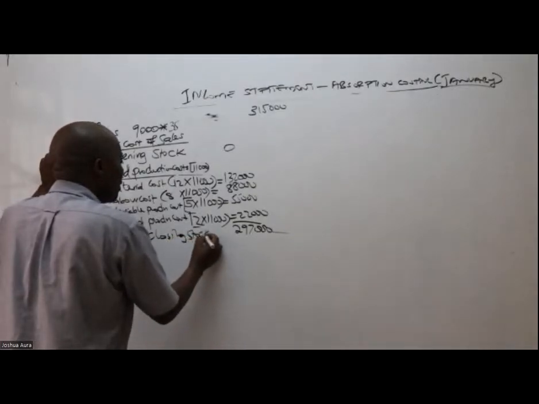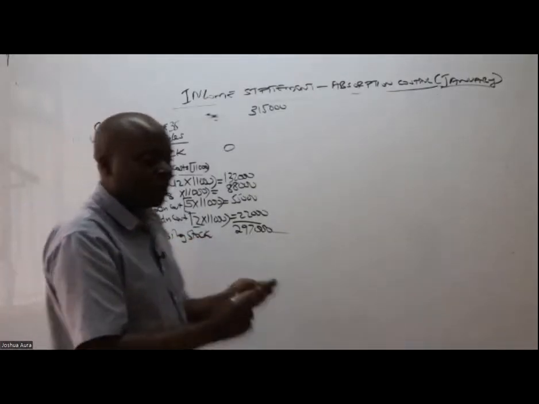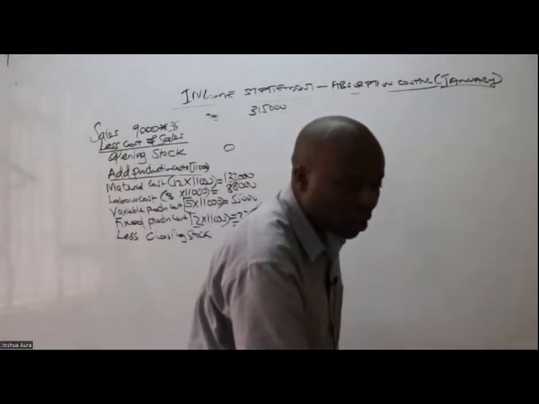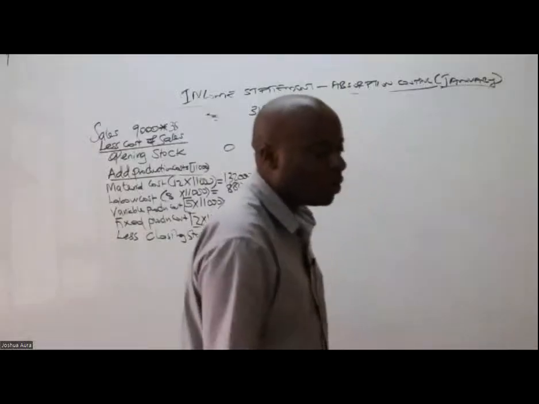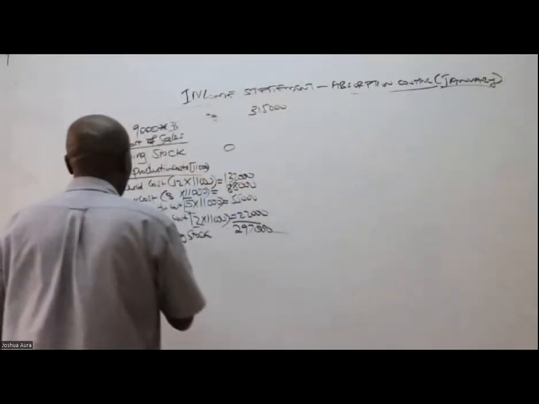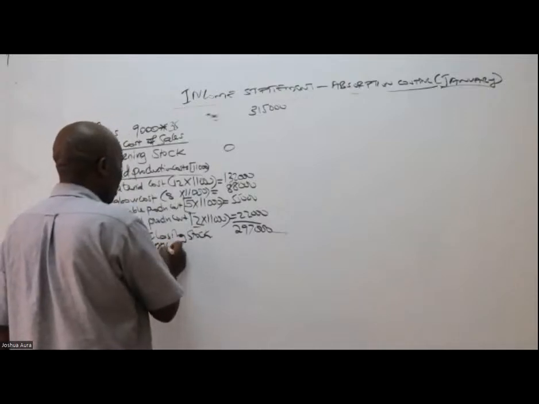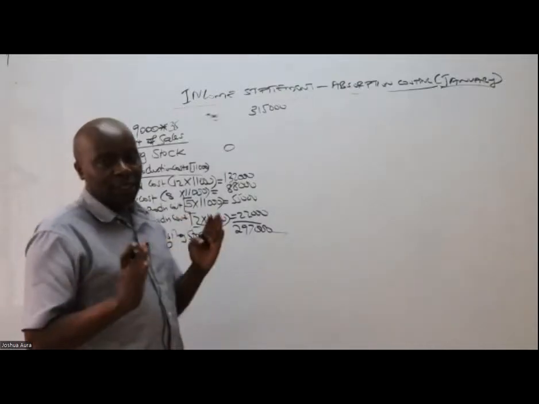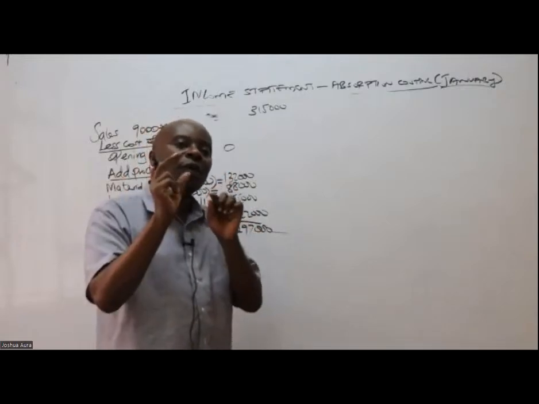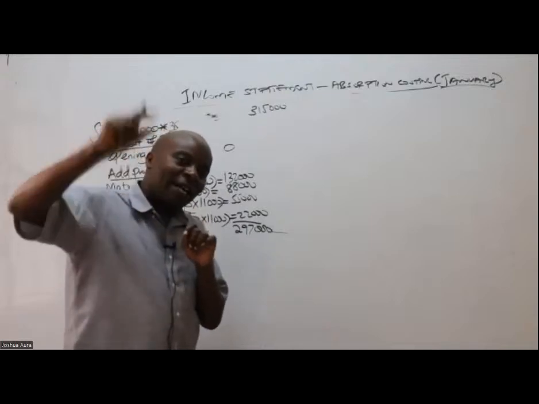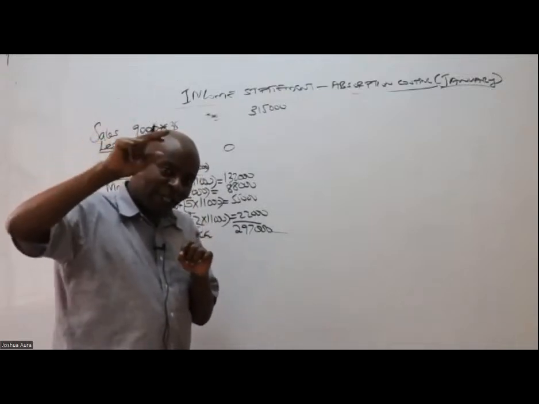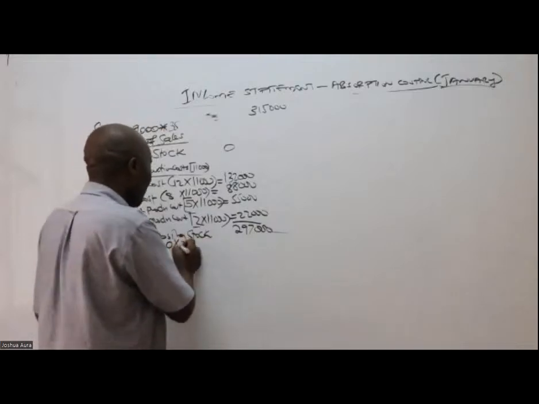Closing stock here, you are the ones who told me that we produced 11,000 units and sold only 9,000. So you must be having 2,000 which were not sold. So the closing stock is 2,000. And remember, as I told you, closing stock is always valued at the standard cost card value, the total figure for the standard cost card. In this particular case, if I'm not wrong, it gave us 27.